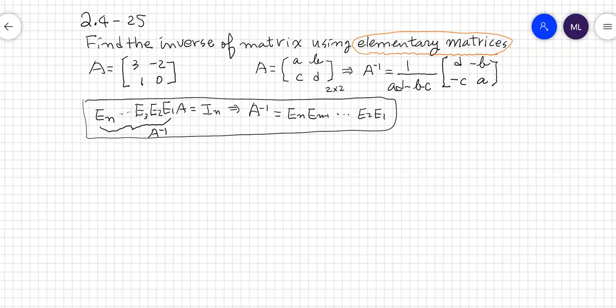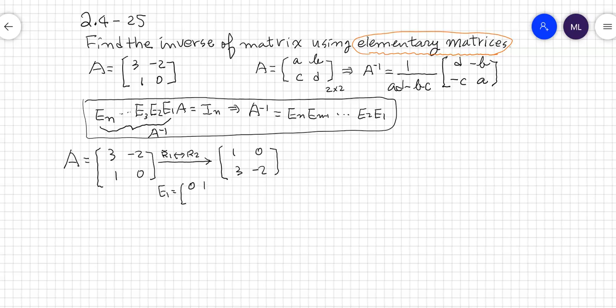So now let's write A and apply Gaussian elimination. A is 3, negative 2, 1, 0 to start. The first operation is to interchange R1 and R2, which gives 1, 0, 3, negative 2. So what is E1? E1 is simply 0, 1, 1, 0.